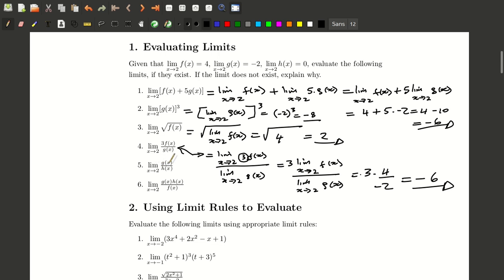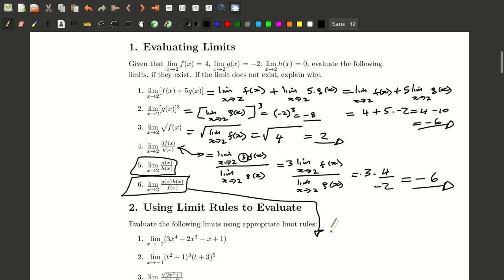Let's look now at this one here, number 5. Before we do number 5, I want us to look at number 6. Deal with it, and then after number 6, we go to number 5. After number 5, we call it a day.